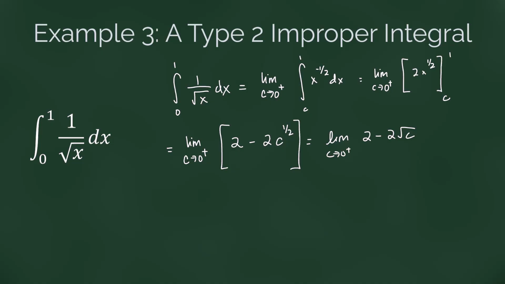And we know that the square root of x is a continuous function at c equals 0, which means that we're allowed to evaluate this limit by merely plugging in 0. And so we no longer need the limit when we do that, and we just get 2 minus 0, which is 2. So we see that the integral from 0 to 1 of 1 over the square root of x dx converges, and we define that area under that curve to be precisely equal to 2.